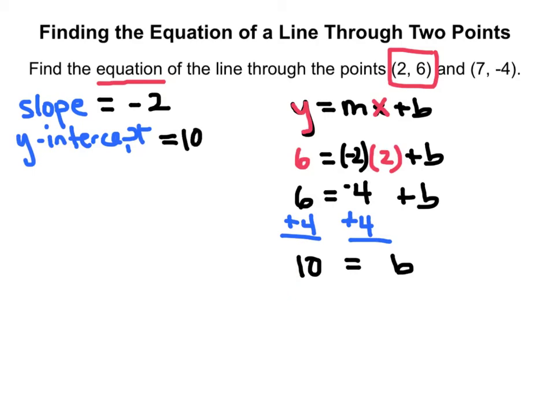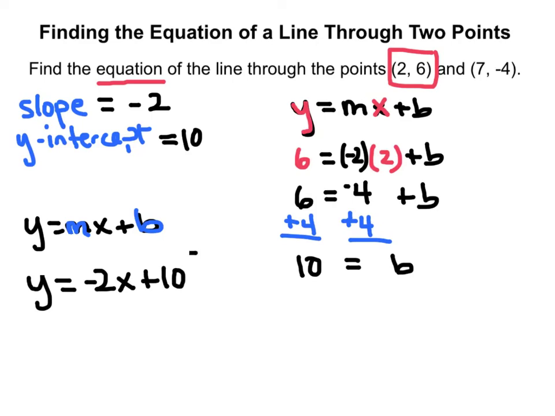The final step is to write your final answer, which is the equation. So y equals mx plus b, and we fill in our important parts, the slope and the y-intercept. The final answer should be y equals negative 2x plus 10. That's the equation of the line passing through the points (2, 6) and (7, -4).